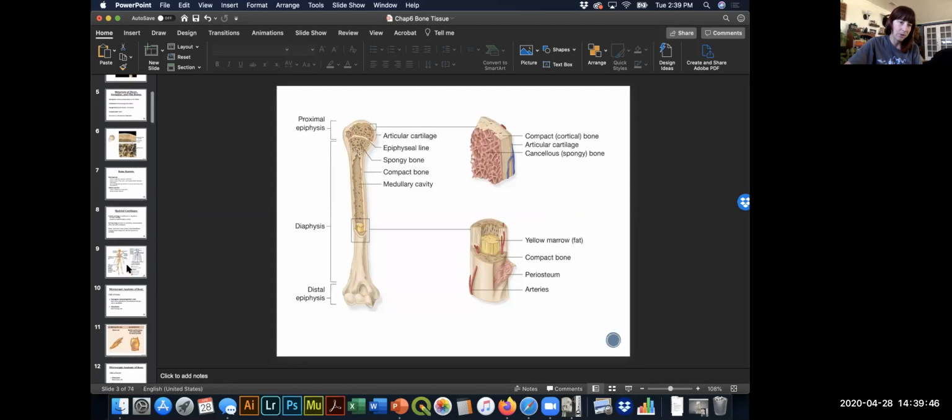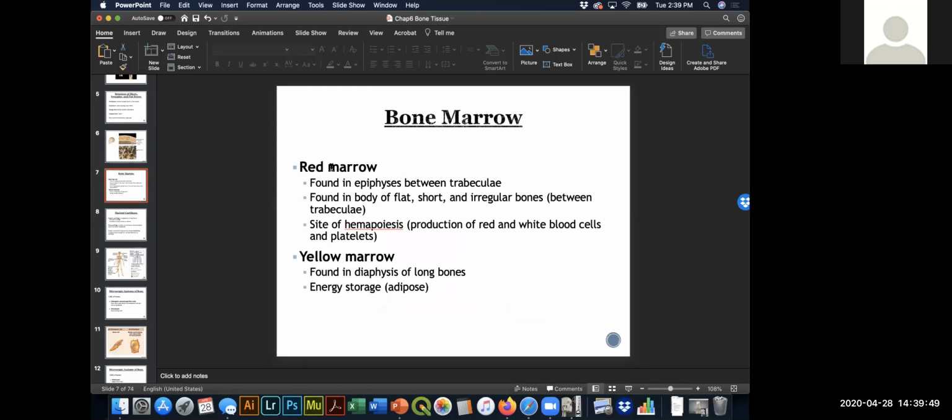Okay, let's see if we can find our bone marrow. I don't know where I talked about bone marrow. Bone marrow. Ashley, I just had a quick question.